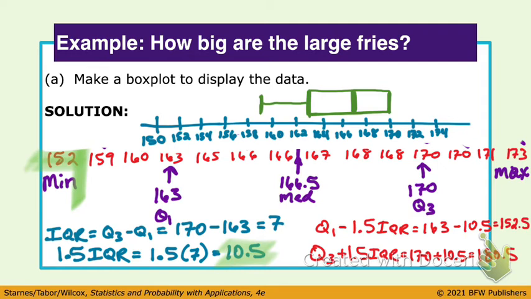Any outliers, I'm going to mark with some sort of special symbol like a star. So for that, I would do 152. I would put a little star there. For the upper side, there was no outlier. So I'm going to just go to the maximum because I don't have to worry about any outliers on the upper side. So that whisker is just going to go straight to the max. So I'll go from the box to 173.